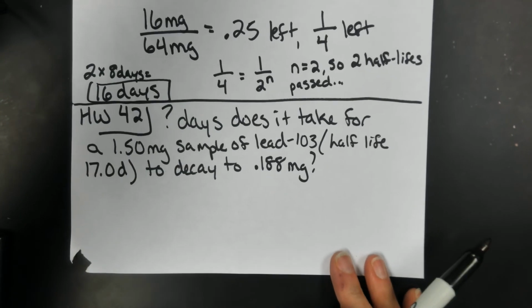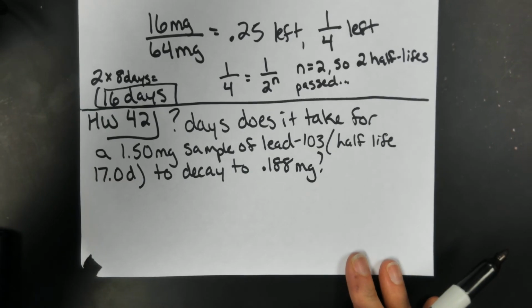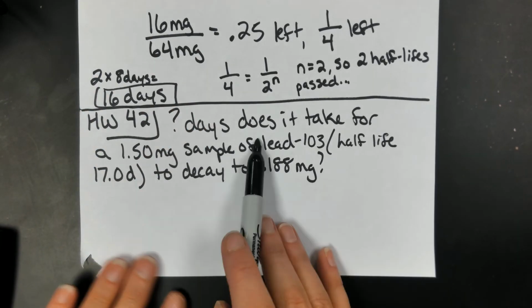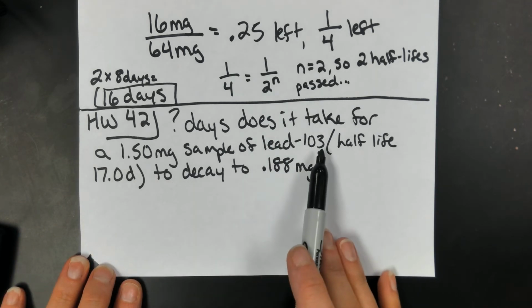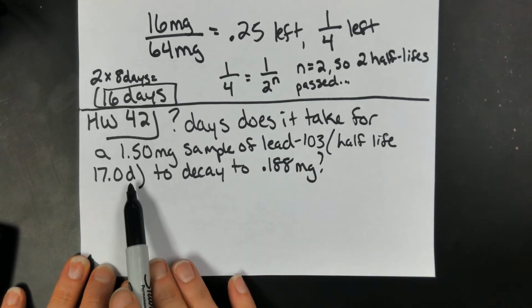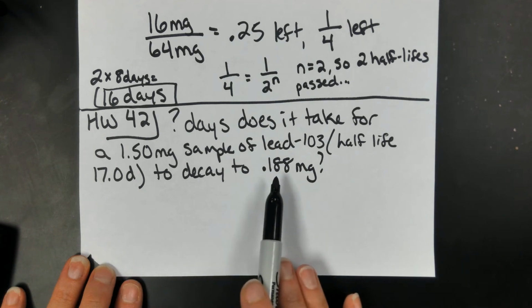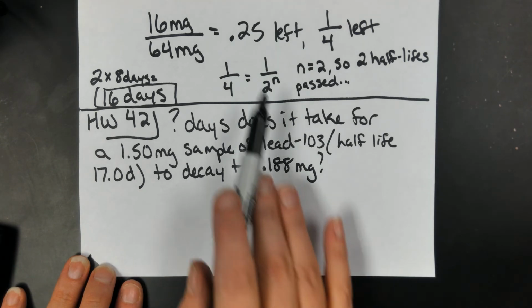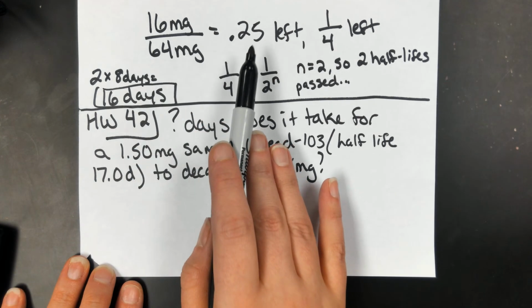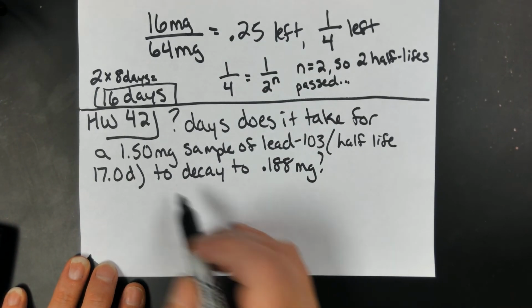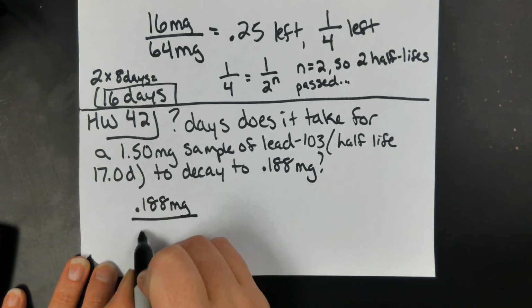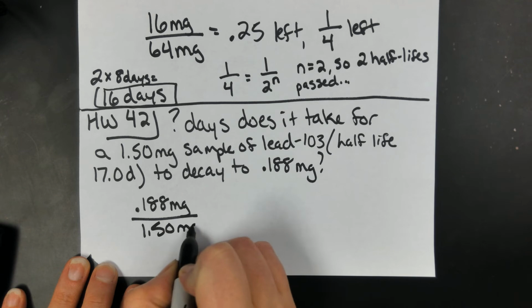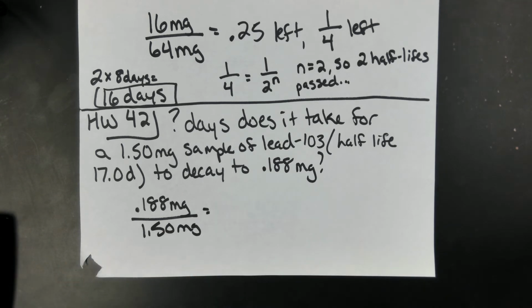Last, and you notice how all these examples are just a little bit different. Now they're saying how many days does it take for a 1.5 milligram sample of lead-103, which has a half-life of 17 days, to decay to 0.188 milligrams. So we're going to do something similar up here. I'm going to find out how much is left. If I end up with 0.188 milligrams, but I started off with 1.5 milligrams, what fraction are we talking about is left?